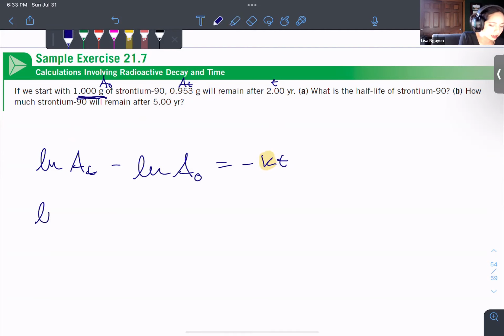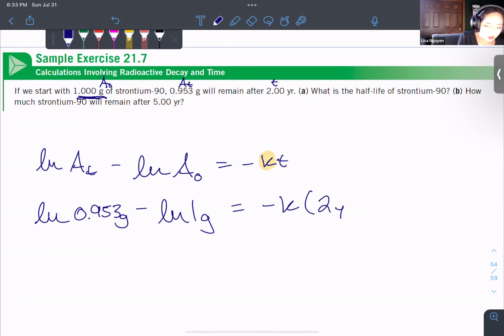So I'll plug in everything. Natural log of 0.953 grams minus natural log of 1 gram equals negative k, that's what we're solving for, times 2 years. And so you can see we are just solving for k within here. And just like your time units matching, you need to make sure that your units of concentration are also matching.